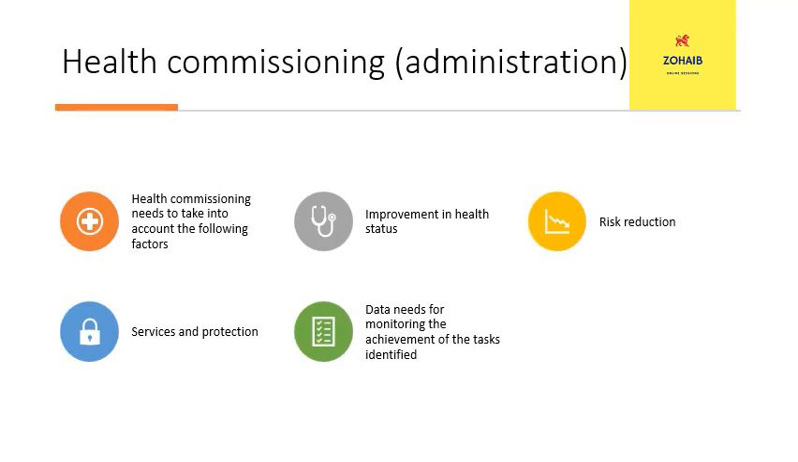Then health commissioning administration. That is what we understood when we talked about health commissioning. Health commissioning needs to take into account the following factors. Number one, improvement in health. Number two, risk reduction. Number three, services and protection. And number four, data needs for monitoring and achievement of the tasks identified. So these four points are health commissioning administration.